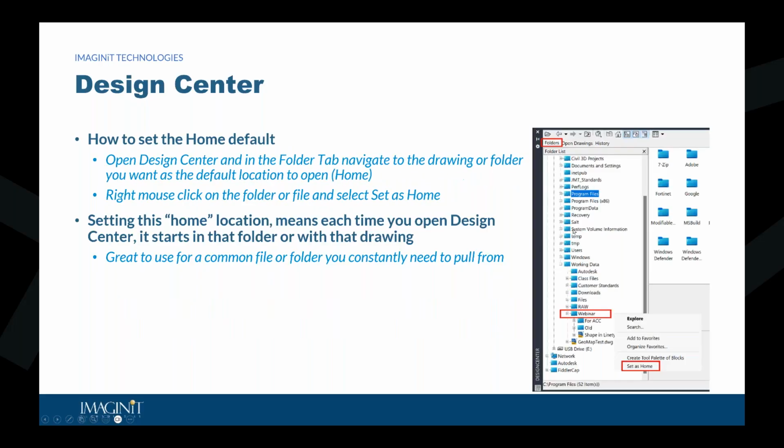So when you open up Design Center, this is what you're going to get. It's going to open up like this, and if there's a frequent place you go to, i.e. a network drive or a network location that has a lot of drawings in it, you can right mouse click and you can set that as home. So every time you open up Design Center and you're in the Folders tab, that's where it's going to take you.